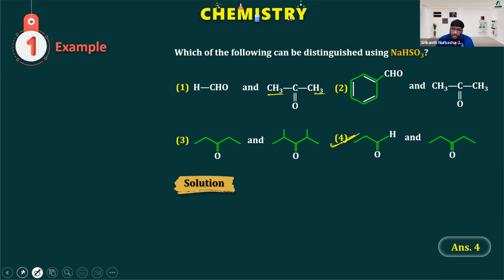So option 4 is going to be the right option because one is aldehyde, the other is not a methyl ketone. It is a heavier ketone like ethyl ketone.